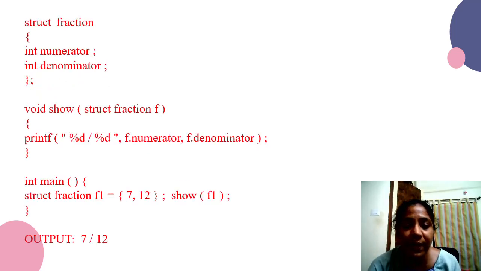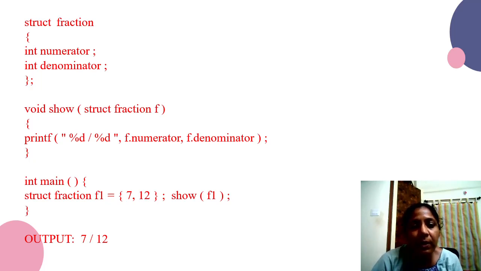In this slide, you can see a show user-defined function, the same as the previous case. A structure fraction is defined with numerator and denominator as data members, and the show function takes the argument that is the value of the struct fraction. The printf displays f dot numerator, which is the value assigned to the data member numerator in the structure.